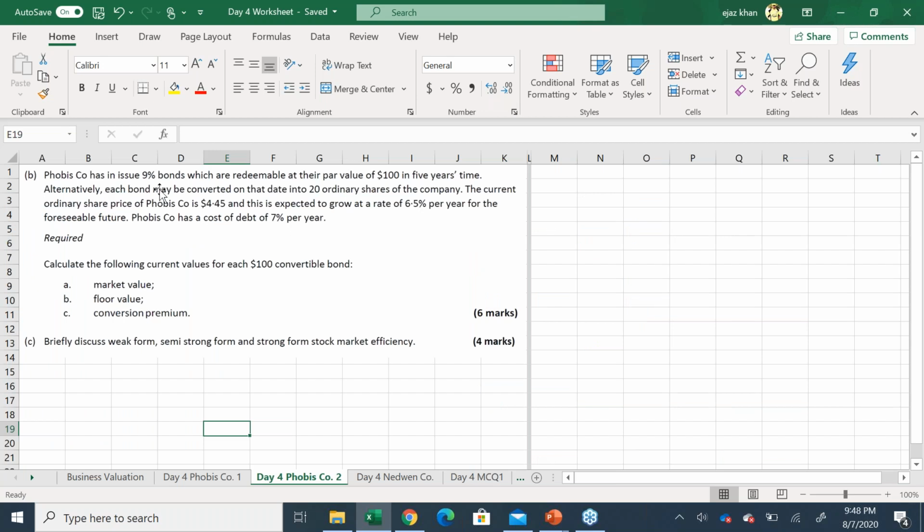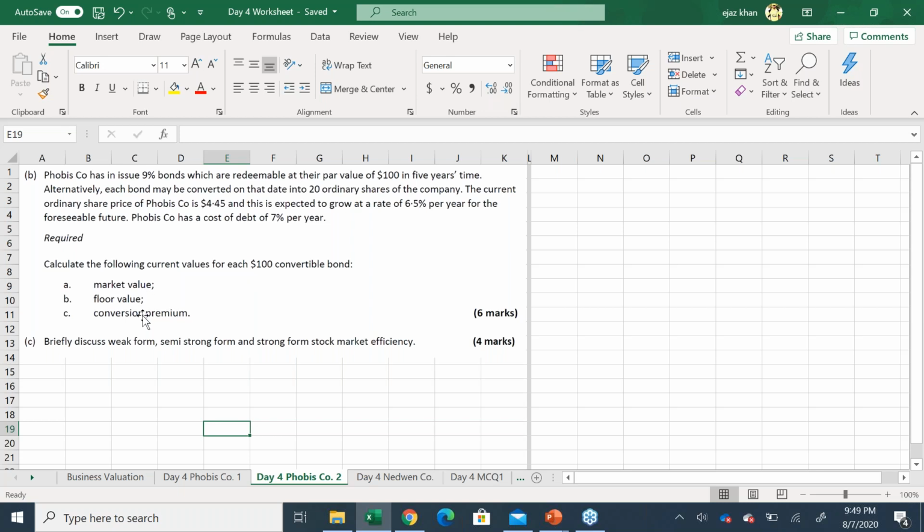Forbes company has an issue of 9% bonds which are redeemable at their par value of $100 in 5 years time. Alternatively, each bond may be converted on that date into 20 ordinary shares of the company. The current ordinary share price of the Forbes company is $4.45, and this is expected to grow at a rate of 6.5% per year for the foreseeable future. Forbes company has a cost of debt of 7% per year. Calculate the following values for each $100 convertible bond: market value, floor value, conversion premium.